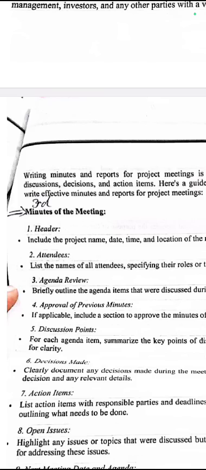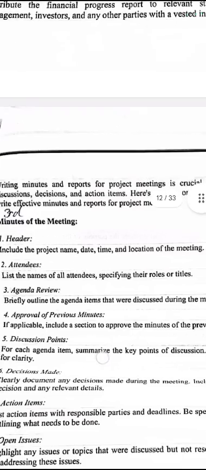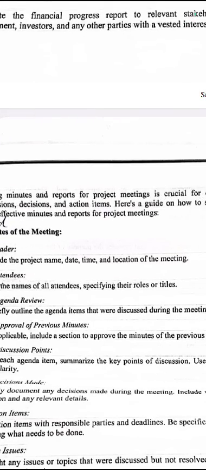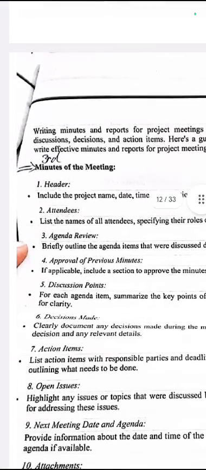Then we must include the date of our meeting and we must include the time. And this is the third and last one, the location of the meeting, that is, where our meeting is going to be held. And then we should also list the names of all the attendees, that is, how many people are going to contribute in our meeting.